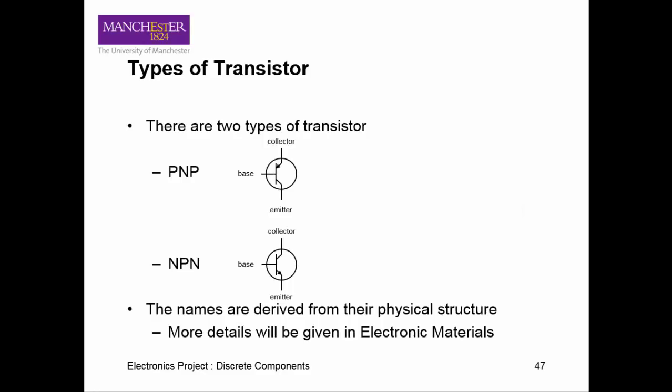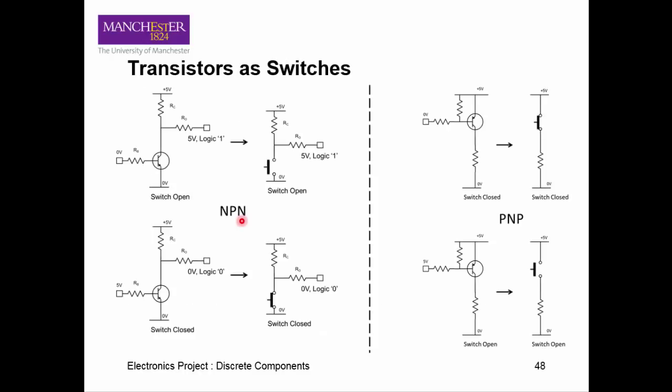There are 2 primary types of transistor, PNP and NPN. The names are derived from their physical structure. In this unit, we will consider transistors as electronic switches. The input voltage applied to the base will either open or close the switch. For NPN transistors, applying 0 volts will open the switch, and applying 5 volts will close it. For PNP transistors, it is the opposite. 0 volts will close the switch, and 5 volts will open it.